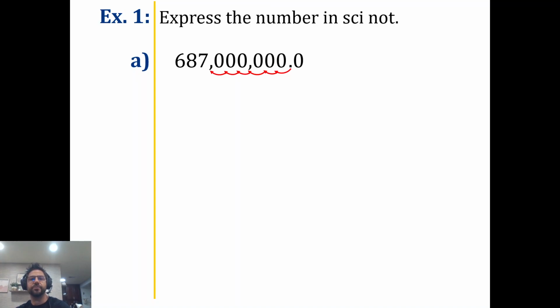So we have a total of 6 so far there. We're going to move it one more. Oh, that would just be 68.7. It has to be between 1 and 10.